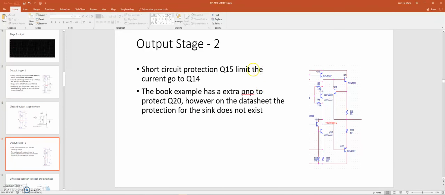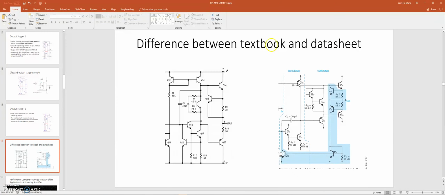Okay. Also we have a short circuit protection. You can see this Q15 is limiting the current flowing into Q14. Right here I'm using the schematic from the actual datasheet. There's a small difference between the textbook and the datasheet. On the right hand side, we see the textbook, we have a Q15 protecting Q14, Q21 protecting Q20. However, on the actual LM741 schematic, they only have one, and it's also a little bit different in the biasing configuration, but they are serving the same purpose.